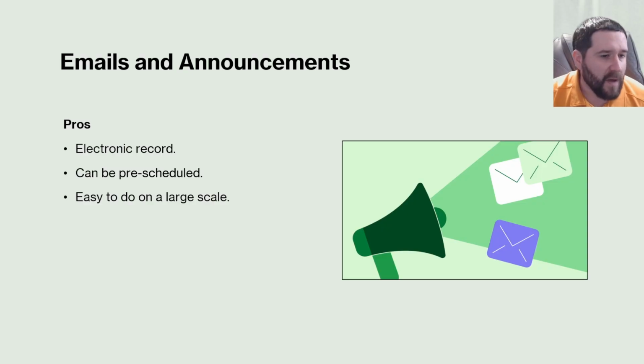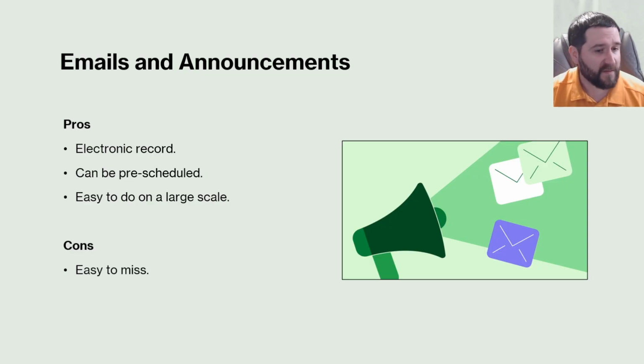Now let's take a look at some cons. Emails and announcements, they are a little bit easy to miss, especially if that person has a very busy inbox. They're getting in a lot of messages. There's sometimes issues with spam filters and that sort of thing. So sometimes those emails or announcements do slip through the cracks. So that is one con.